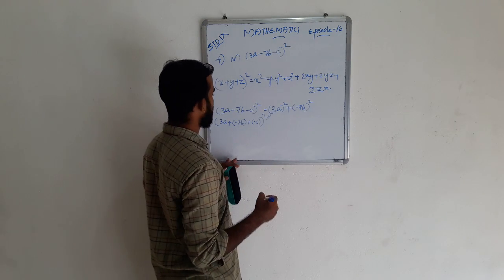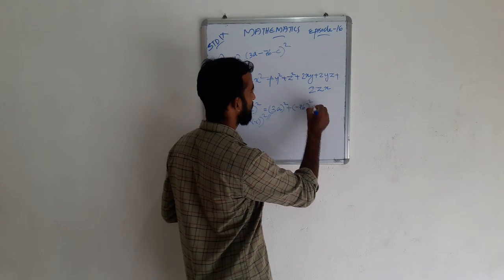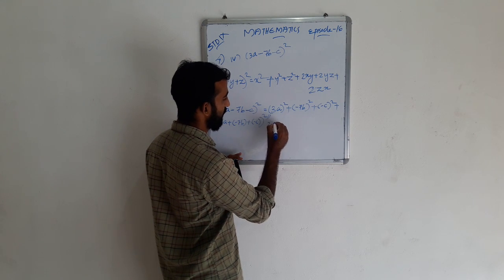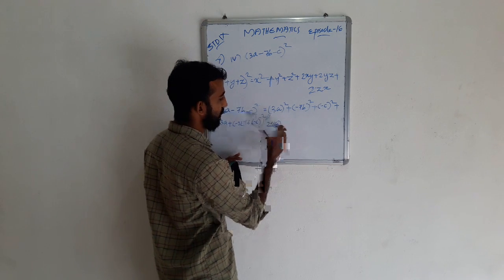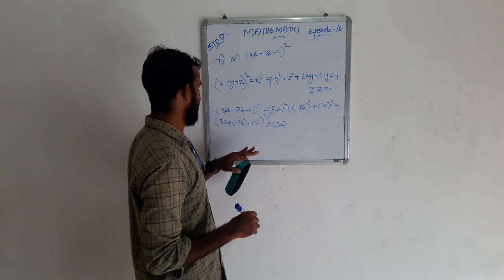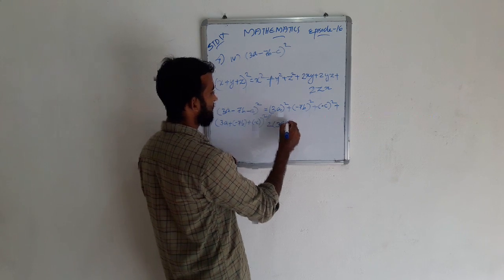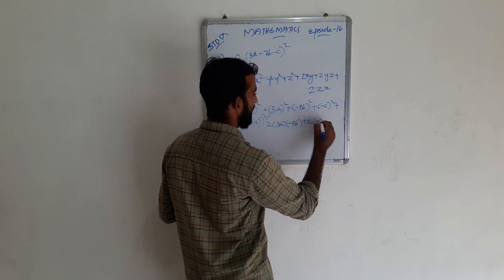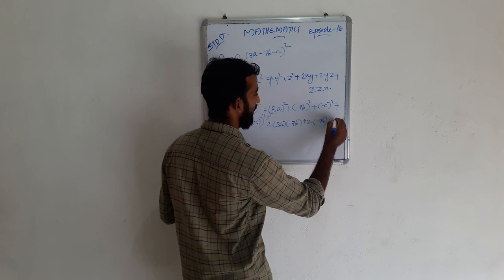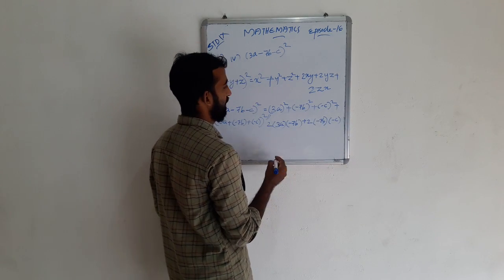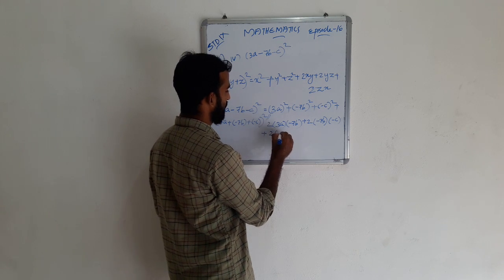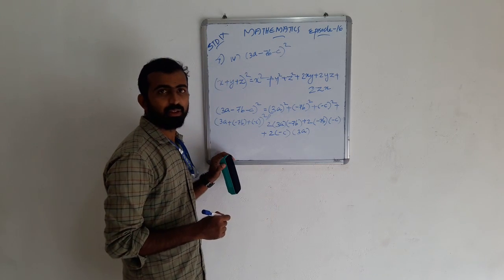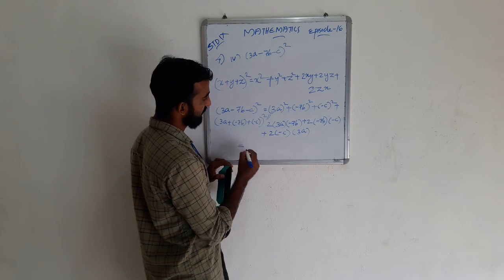That is 3a square plus negative 7b the whole square plus negative c the whole square plus 2xy, that is here x is 3a and y is negative 7b, plus 2yz, that is 2 into negative 7b into negative c, plus 2zx, negative c into 3a.